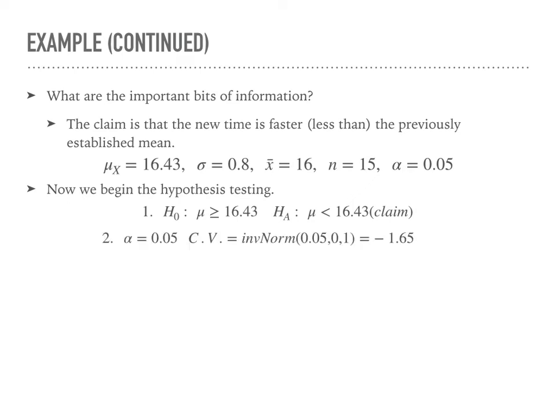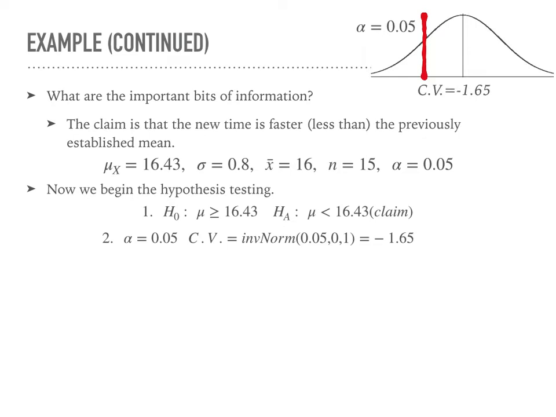Now in our second step, we're listing our level of significance. We're given a level of significance here, and on all of your homework problems, you will be given a level of significance. And we can calculate our critical value by using the inverse norm function. We get that our critical value is negative 1.65. I like to draw pictures to go along with these as we're first learning how to do hypothesis tests. So we've drawn our critical value line and listed our critical value and our level of significance, that tail area.